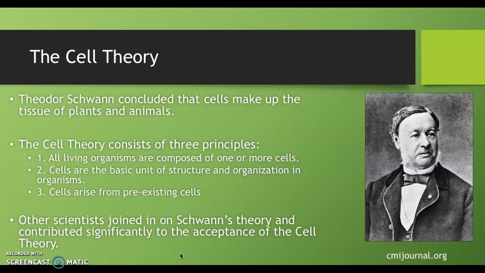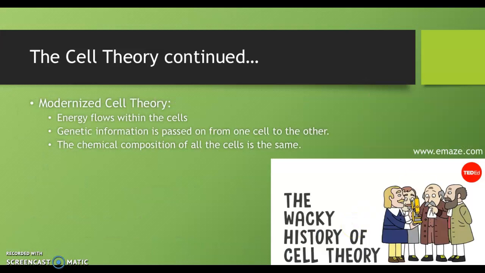Schwann was not alone in influencing others to accept the cell theory. He had help from other scientists named Schleiden, Remak, and Virchow. The cell theory was later modernized and added three more hypotheses. 1. Energy flows within cells. 2. Genetic information is passed from one cell to the other. And 3. The chemical composition of all the cells is the same.